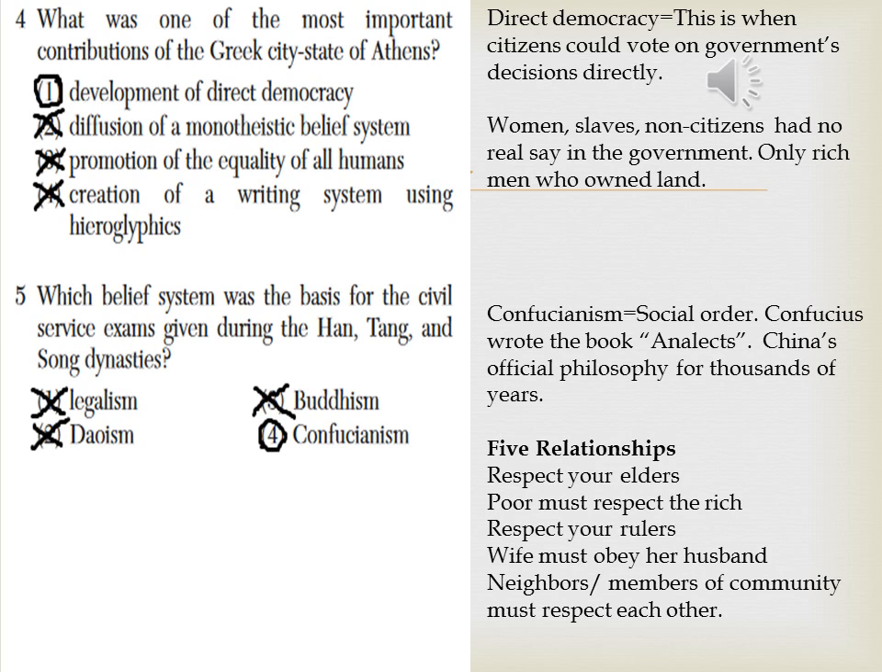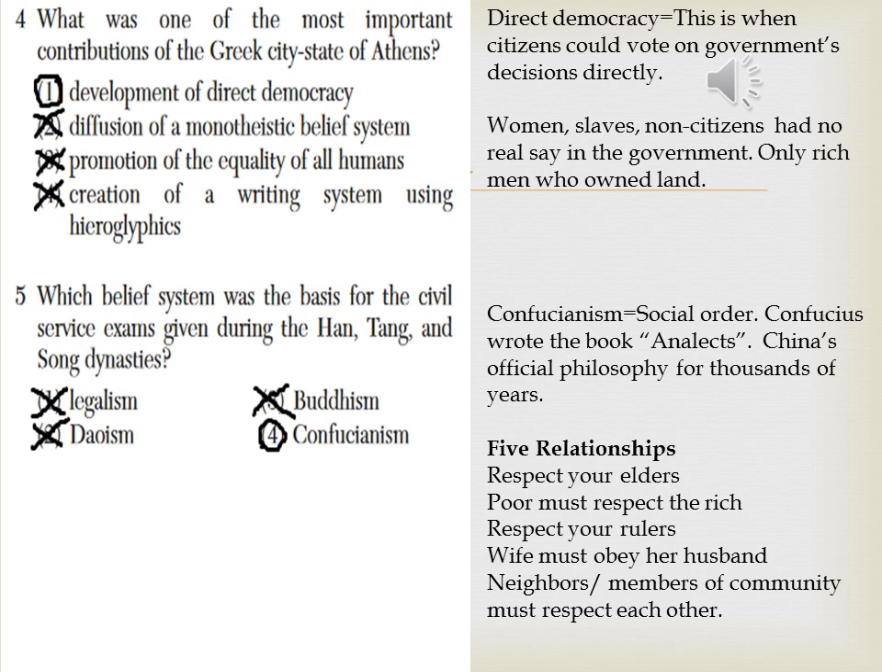Is it the fusion of a monotheistic belief system? No. When you see monotheistic, it's belief in one God. It's Christianity, Judaism, and Islam. Is it 3, promotion of equality for all humans? Absolutely not. Or is it 4, the creation of a writing system using hieroglyphics? It's Athens, it's not Egypt. So, right away, it's 1. Direct democracy is when citizens could vote on government decisions directly. This system was quite revolutionary for the ancient city-state of Athens.